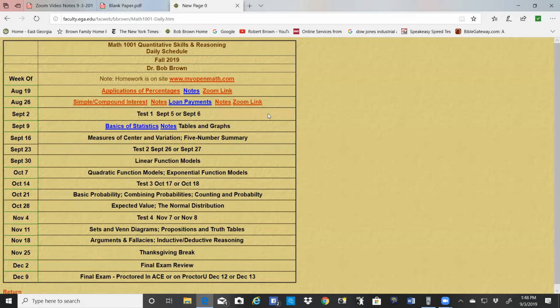It will pop up on your web browser on MyOpenMath. And I'll be checking to make sure it does, to make sure everything's okay. So far, everything's been working fine for the homework. The other thing is you've got all these videos you can click on to watch with the notes, with the loan payments and the notes, link to the Zoom link, and I will put a Zoom link for the test review after I get it recorded and everything.